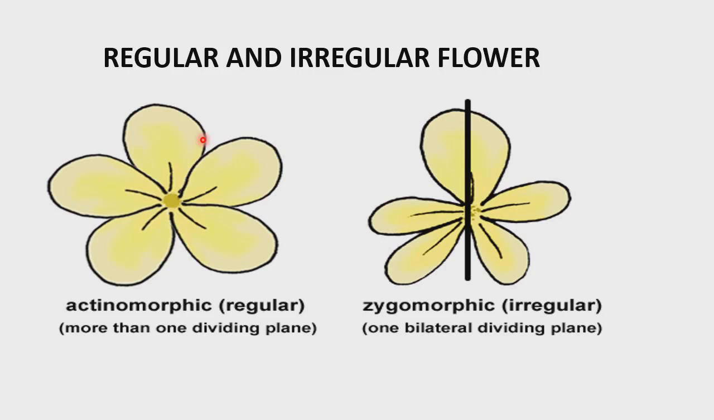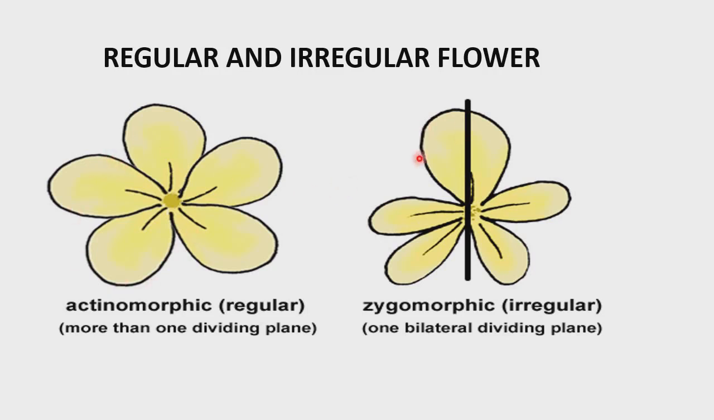We describe them as actinomorphic flowers. An example of an actinomorphic flower is a hibiscus flower. While an irregular flower, or zygomorphic flower, is a flower that you can divide on only one plane. We call them bilateral flowers, while we call regular flowers radial flowers. They have a radial symmetry.